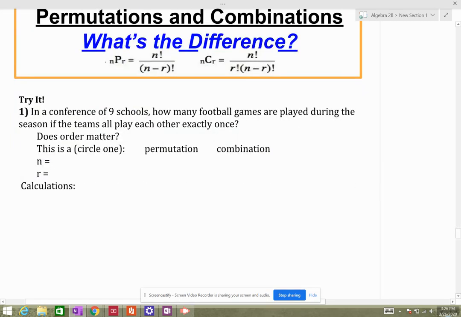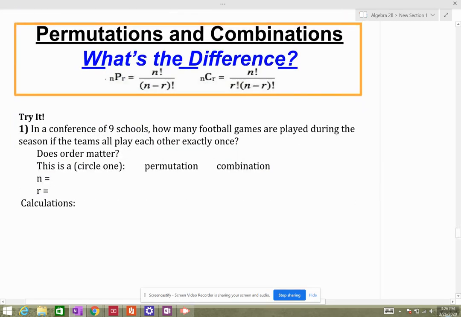Now we have a couple you-tries for you to take a look at. Again, pause the video and then come back and you can take a look. All right, so this says in a conference of 9 schools, how many football games are played during the season if the teams all play each other exactly once? Does order matter? So if I pick Granada and Livermore to play each other, does it matter if I pick Granada first and they play Livermore, or Livermore first and they play Granada? Not necessarily. Okay, it's the same 2 teams that are being played.